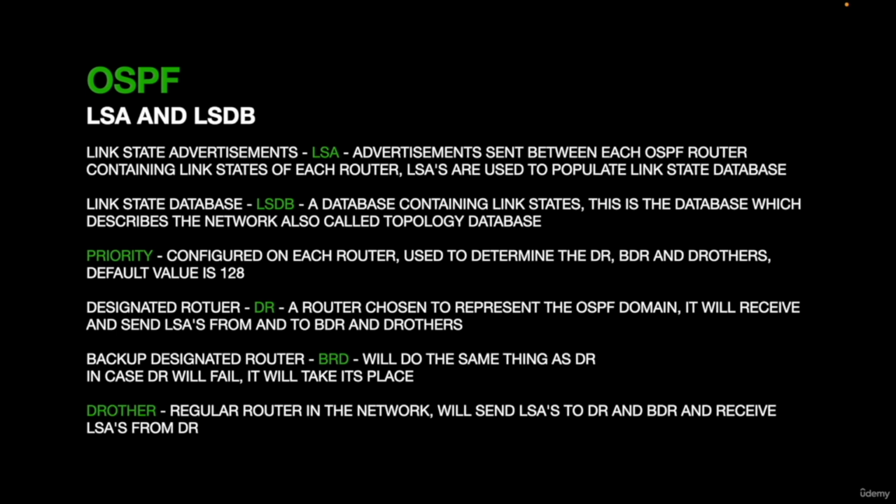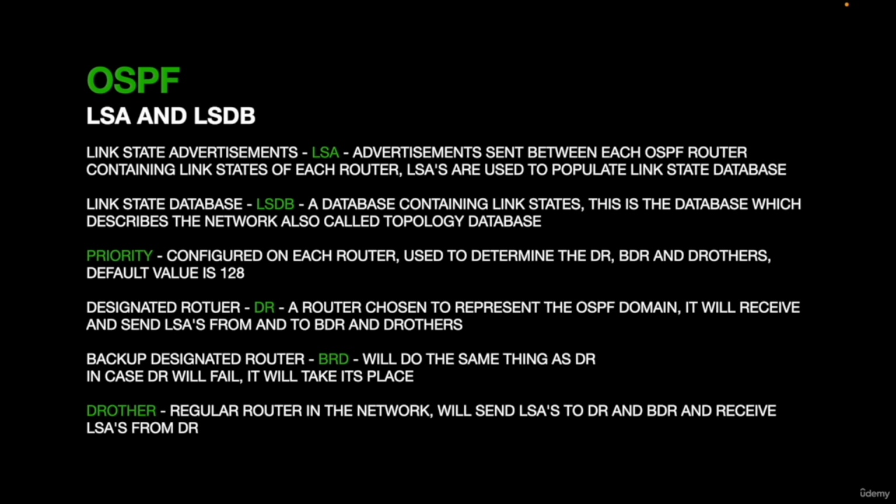We can also have priority, which is configured on each router, and it is used to determine the designated router, backup designated router, and others. The default value is 128. A designated router is a router chosen to represent the OSPF domain, and it will receive and send LSAs from and to the BDR and others.